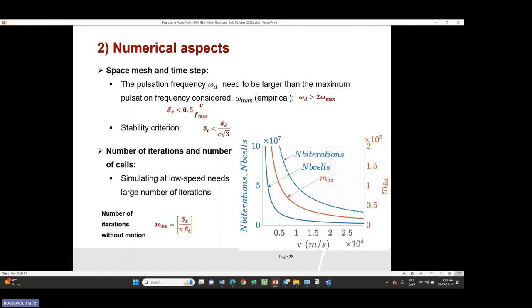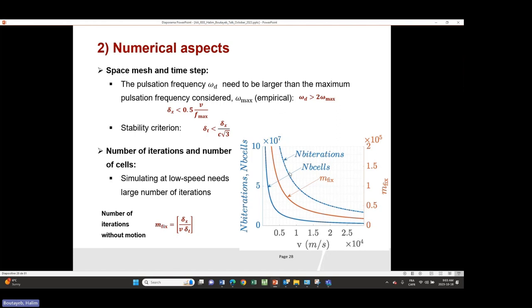And the stability criterion is a classical formula: delta t smaller than delta x over c square root of 3. So based on this formula, we will have the number of cells and what we call here m-fix. M-fix is the number of iterations without motion. So after a certain number of iterations, we move one cell. And m-fix is given by this formula, and this function here means that we take the integer. So what we see here is the number of cells, the number of iterations, and m-fix.